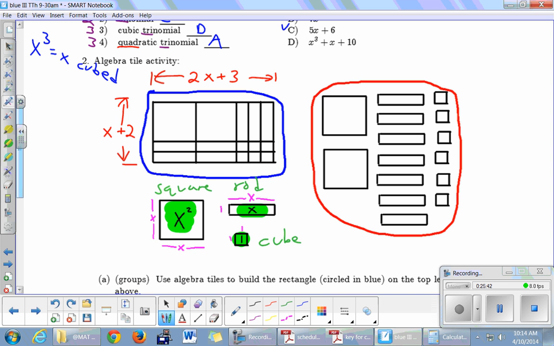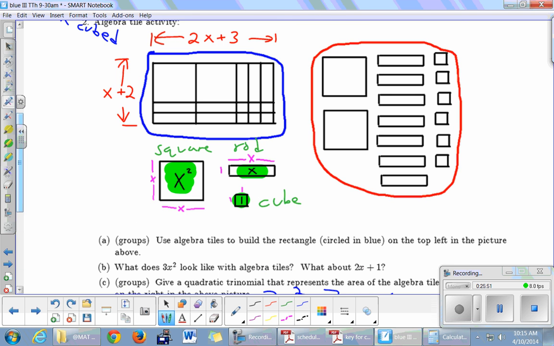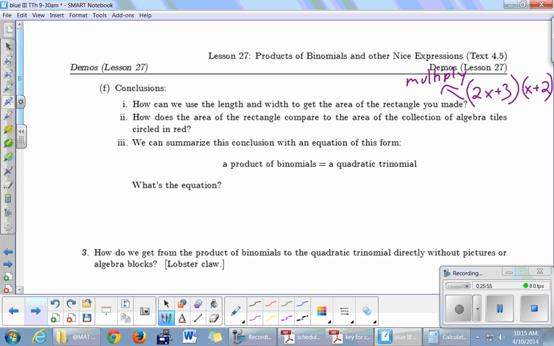So the area of both of these collections is exactly the same. It's made up of the same pieces. So this 2x squared plus 7x plus 6, which was your area of the top right, is the same as this area in the top left. So moving here to part 2, it says, how does the area of the rectangle on your desk compare to the area of the collection? Same. And so we're going to summarize as follows.